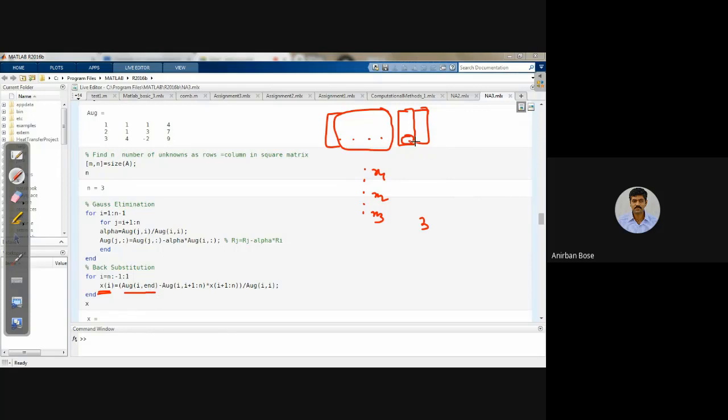Minus this, minus what? Augmented I comma I plus 1 to n. Except that value, you have to consider all the remaining values. Okay, we will start. It is like that.